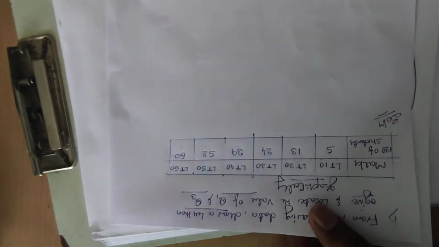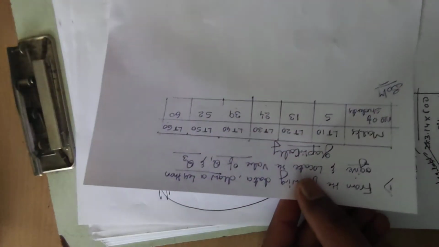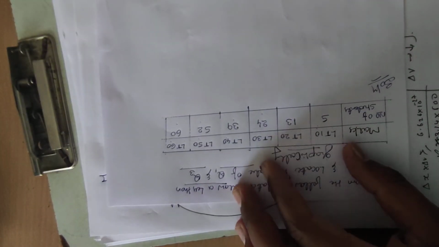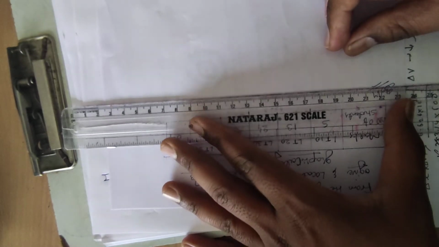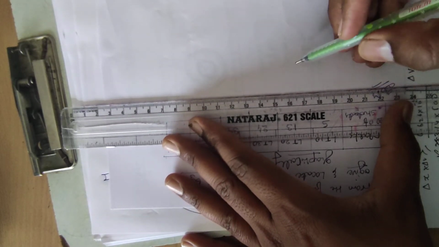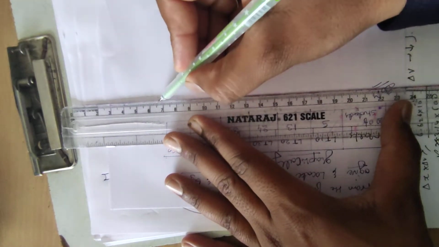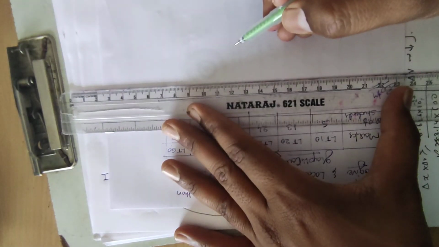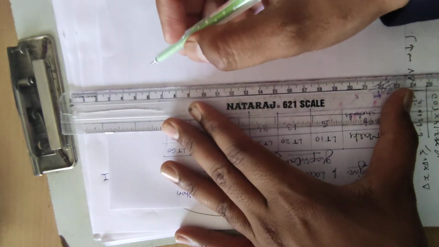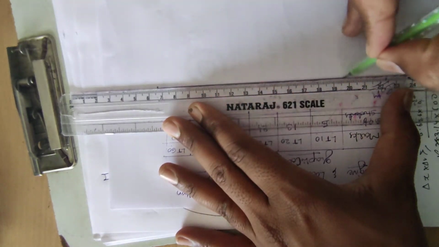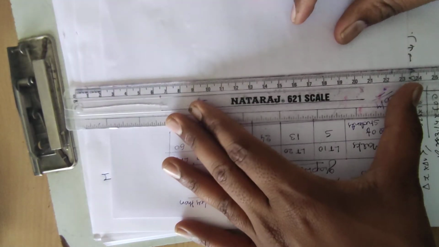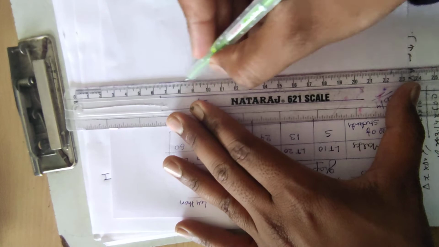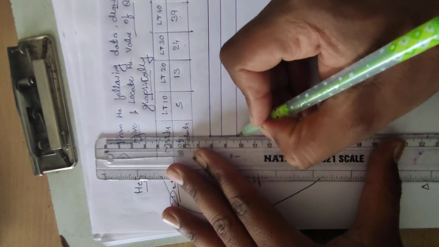If you want to draw a less than ogive, we require upper limits. We require the upper limits of the class intervals. If you want to draw a more than ogive, we need lower limits. First we should identify the upper limits.